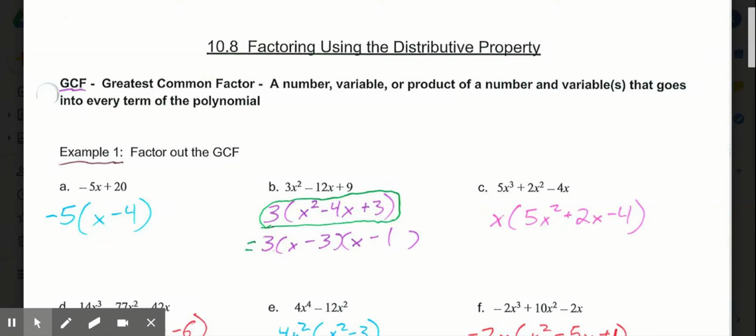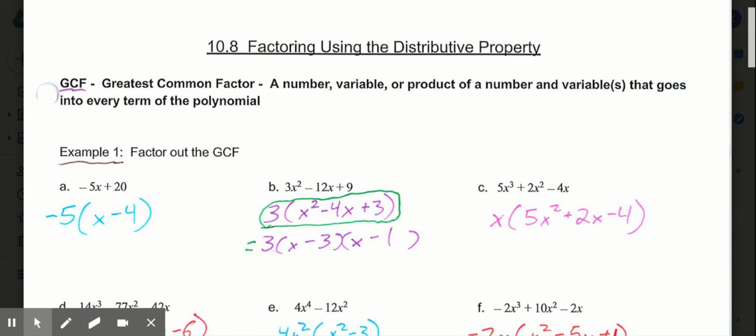Welcome to our lesson on factoring using the distributive property. So our last lesson looked at factoring with special products, and before that we looked at different ways to factor some trinomials. Now we'll be adding a couple additional pieces based around the distributive property.